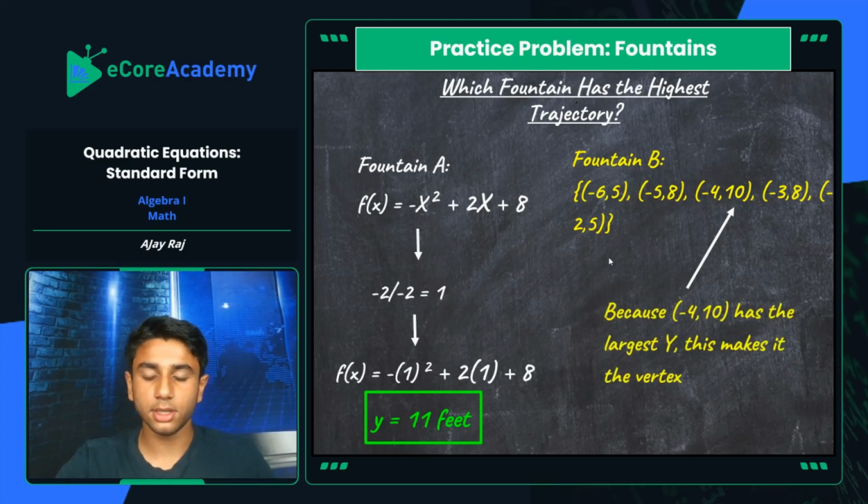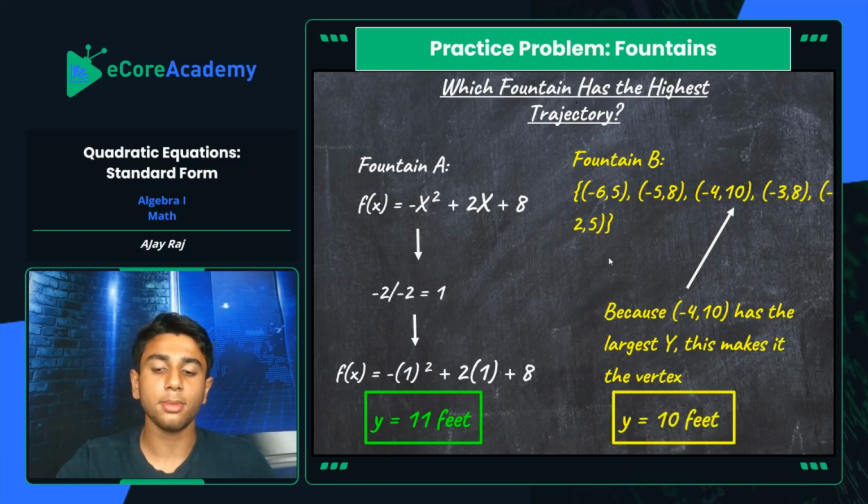And obviously, because (-4, 10) has the largest y, this makes it the vertex, and this also gives us exactly what we need, the y value 10. So we know that our height here is going to be 10 feet, and now we know that fountain A is actually going to be the largest, with the highest trajectory of the two fountains.